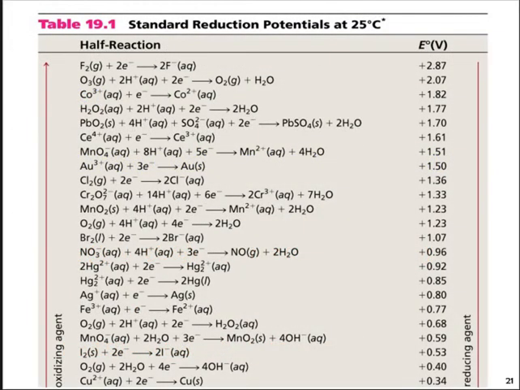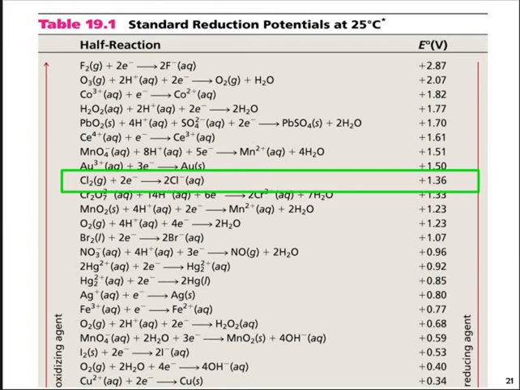So soalan ni dia tak bagi SRP. Tapi kita buat latihan soalan tutorial, kita boleh refer dalam buku mastery kat bahagian hadapan, dia punya nilai. So for chlorine it is positive 1.36 volt.